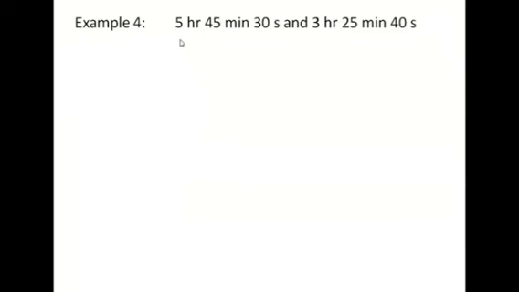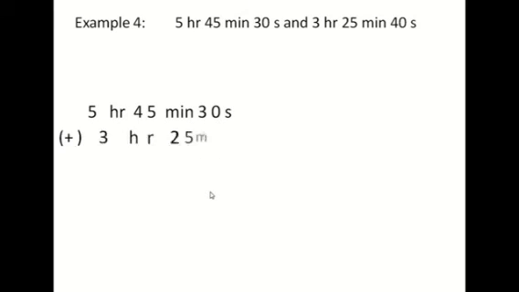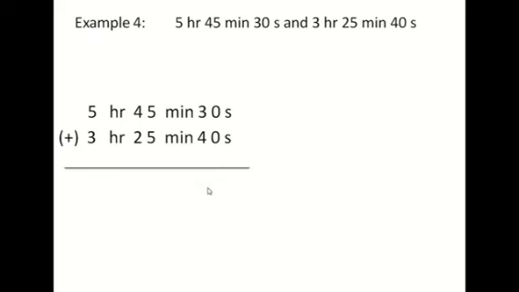Now work out this sum. It is 5 hours 45 minutes 30 seconds and 3 hours 25 minutes 40 seconds. So first we will arrange them. Write down 5 hours 45 minutes 30 seconds, and down of that 3 hours 25 minutes 40 seconds. Now we will work out the sum.